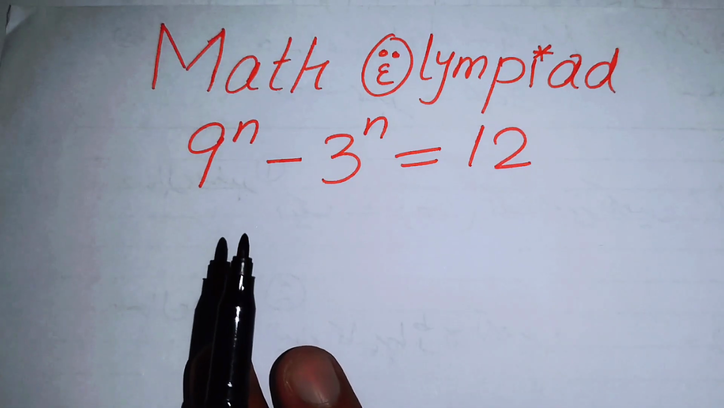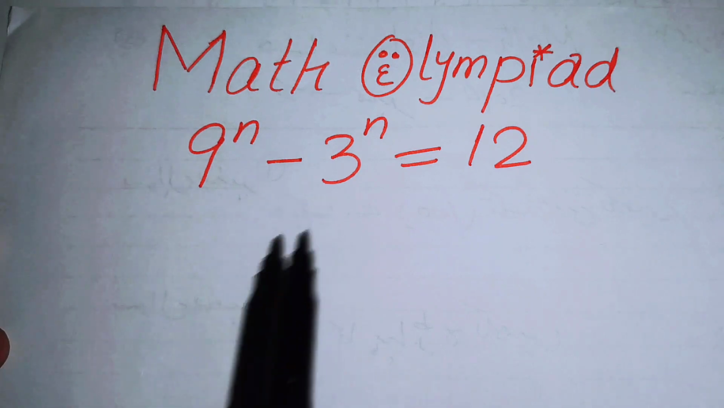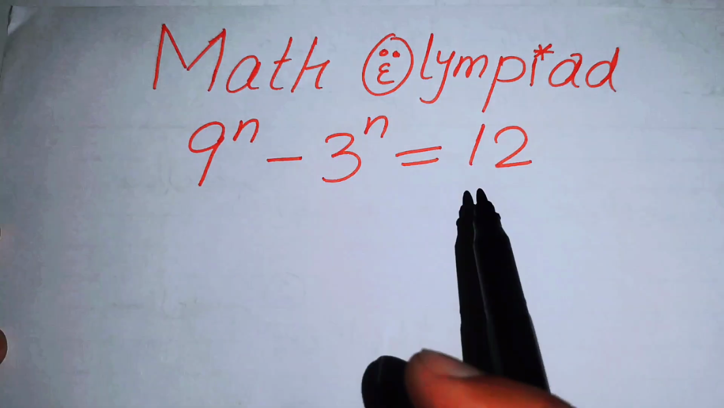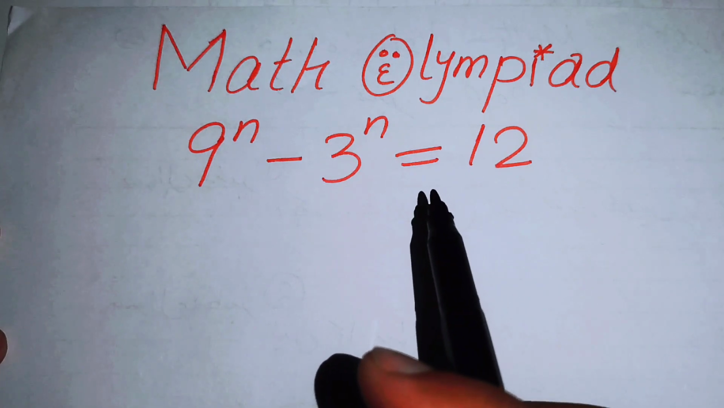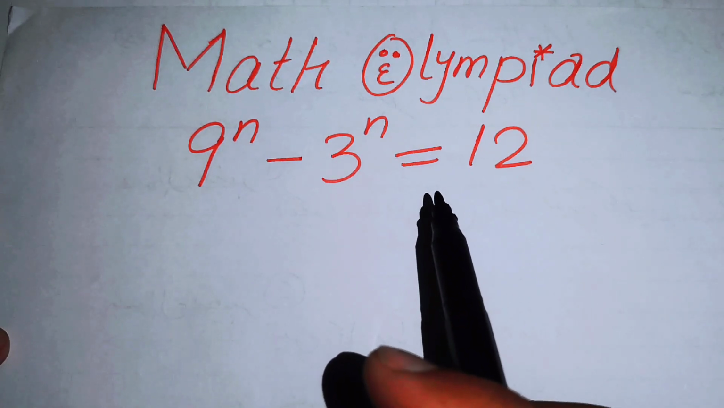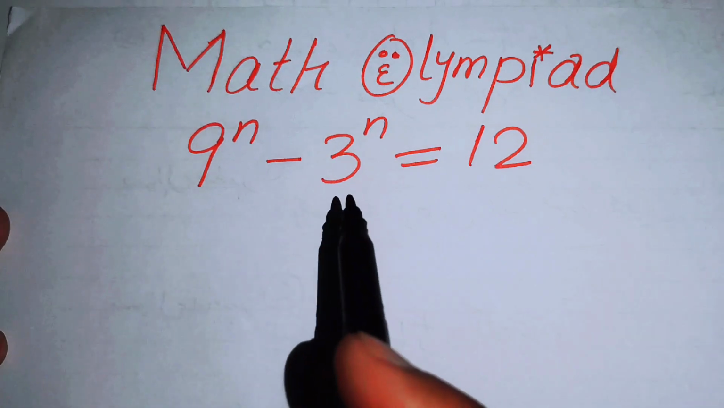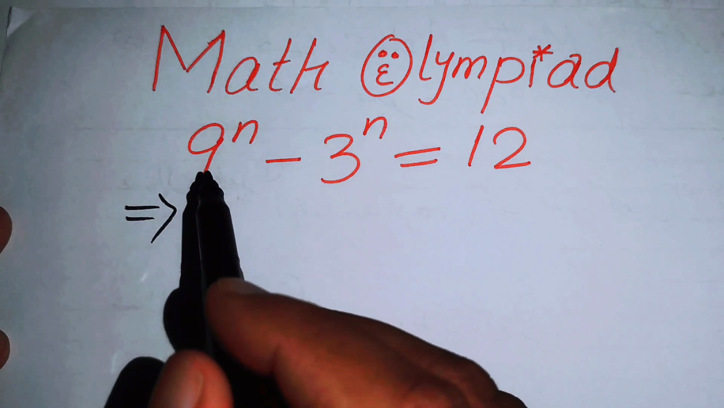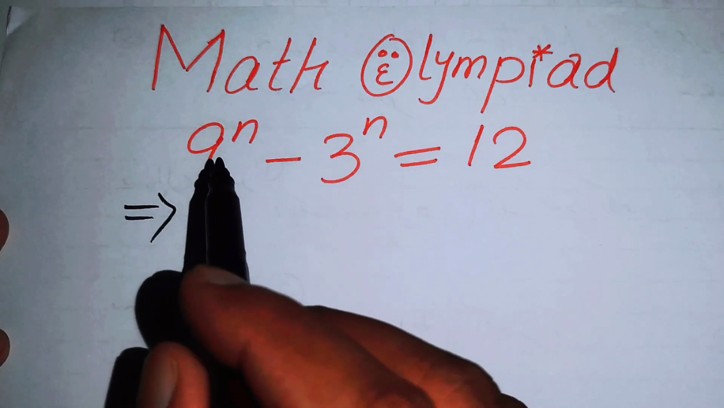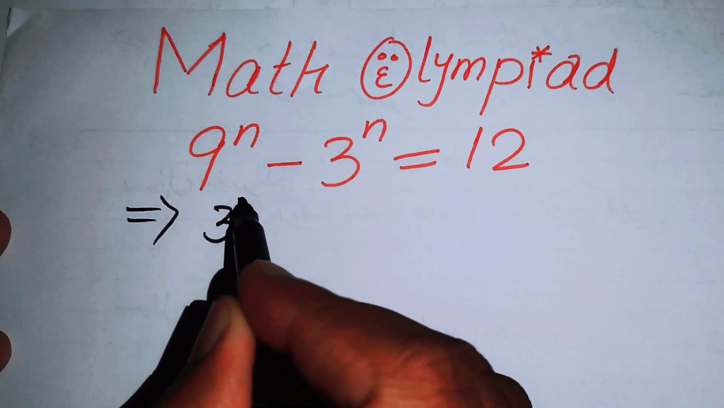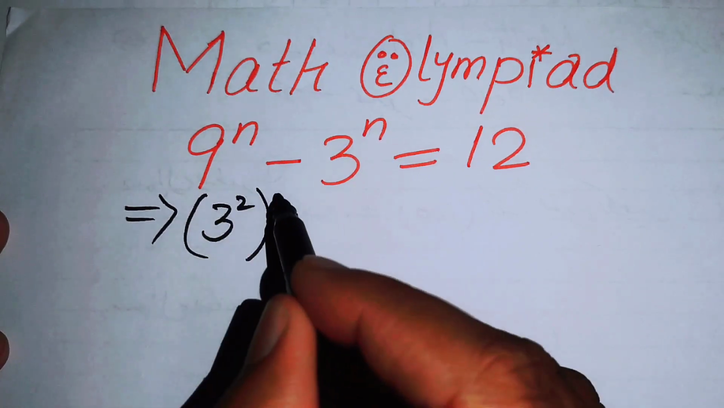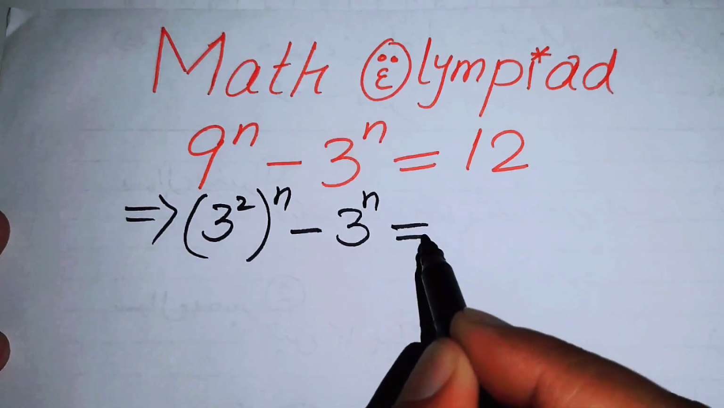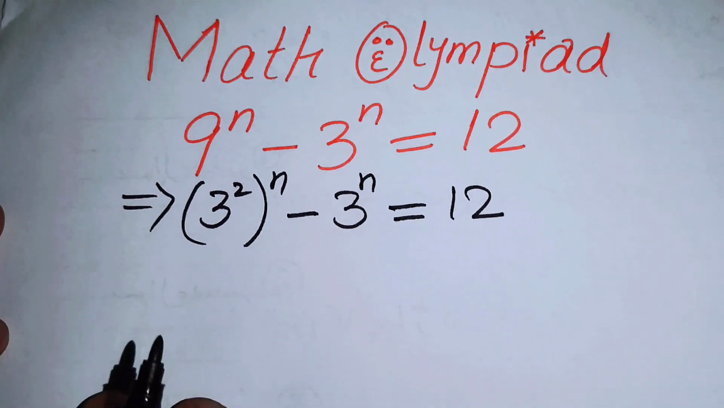In this video we are going to solve this nice algebra problem, and here we have 9 to the power of n minus 3 to the power of n is equal to 12, and we will solve this problem for the values of n. So the very first thing we are going to do is rewrite this equation. Here you see that we have 9, and we can write this 9 as 3 squared and its whole power n, minus 3 to the power of n is equal to 12.